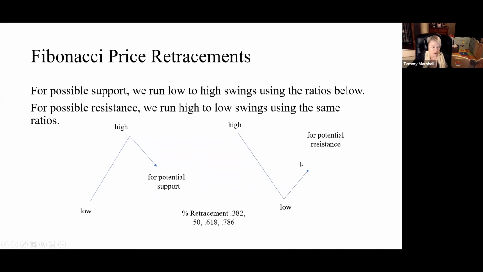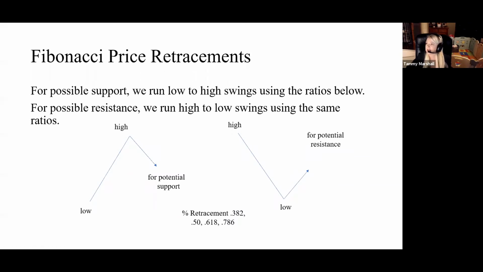Okay, and this is what we were talking about earlier, the Fibonacci price retracements. For possible support, we run low to high swings using the ratios below. Now support is going to be what you need to make a bullish trade. It's going to be underneath the price. For possible resistance, we run high to low swings using the same ratios. Resistance is going to be above the market. That is what you're looking for in your bearish setups, or for where you may run into trouble if you are bullish.